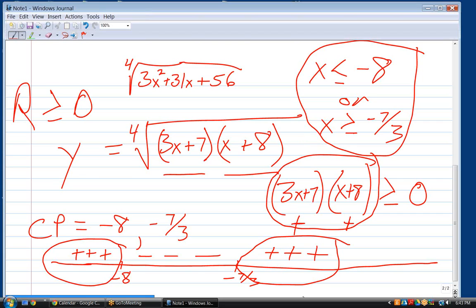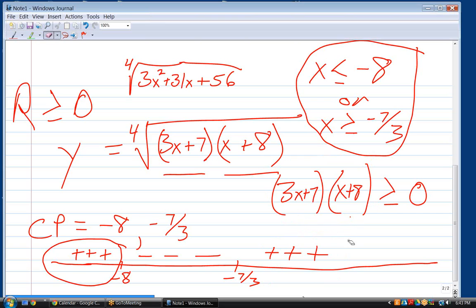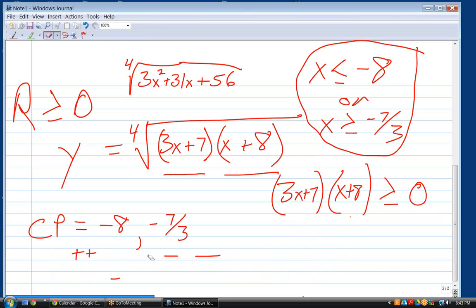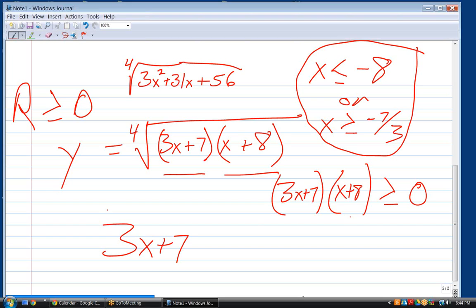And I'm always going to be able to do that. In other words, this 3x plus 7 times x plus 8, I can make equal to any number I want. Therefore, the fourth root can be any number I want, as long as it's a positive number. But let's say, can I make that 1/2? Well, yes, I could, because can this be equal to 1/2?